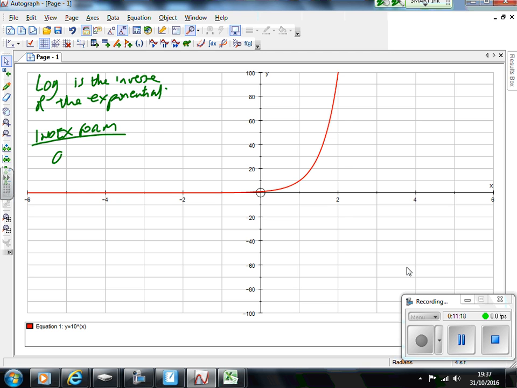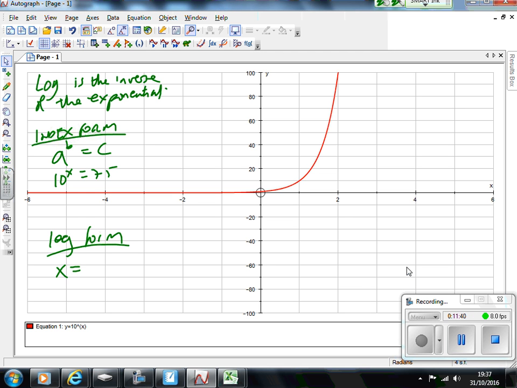So the index form is when you have a to the power b equals c, okay? So at the moment we have 10 to the x equals 75. That's what we're trying to find. We're trying to find that value of x. And we want to put this in log form, so therefore we can get x equals, you see?